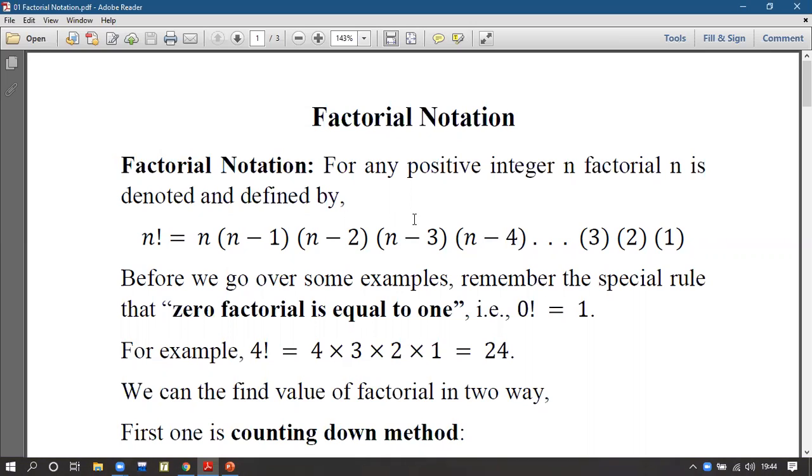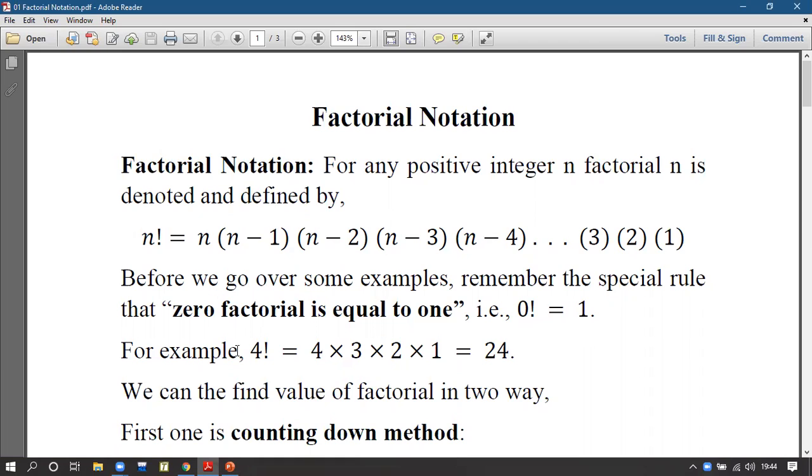Before we go over some examples, remember the special rule that 0 factorial is equal to 1. I already defined factorial notation for any positive integer n: n factorial equals n into n minus 1 into n minus 2 into n minus 3 into n minus 4 into dot dot dot into 3 into 2 into 1. That means in descending order.